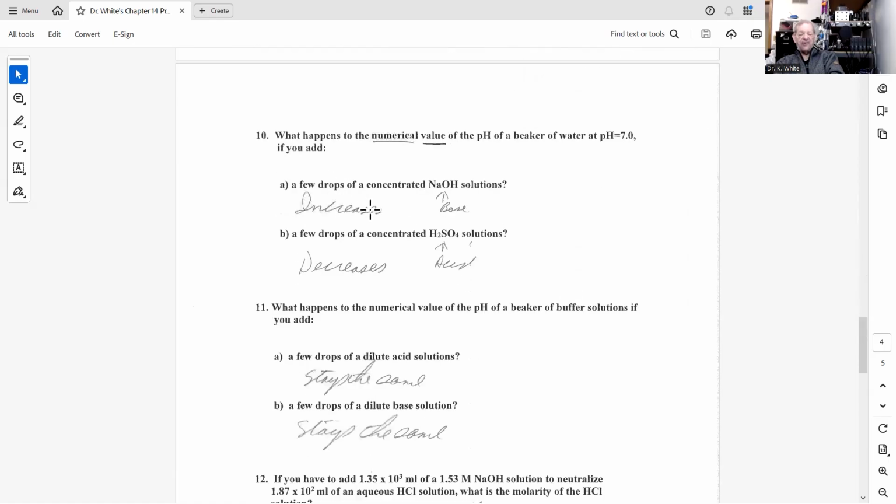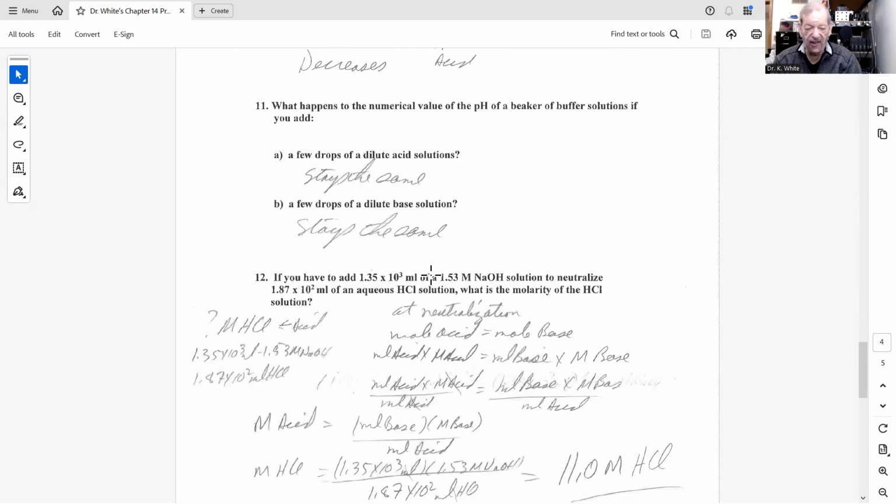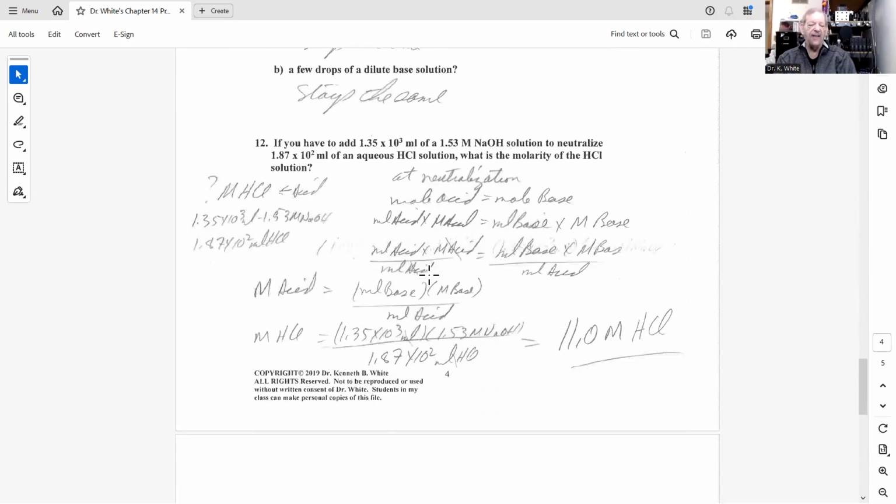And here I ask, if you add a few drops of concentrated NaOH, what happens to the numerical value of the pH in a beaker of water at pH 7.0? Well, if you add a base, the pH goes up. If you add an acid like H2SO4, the pH goes down or decreases. For buffer, they say the same. Now let's look at number 12.